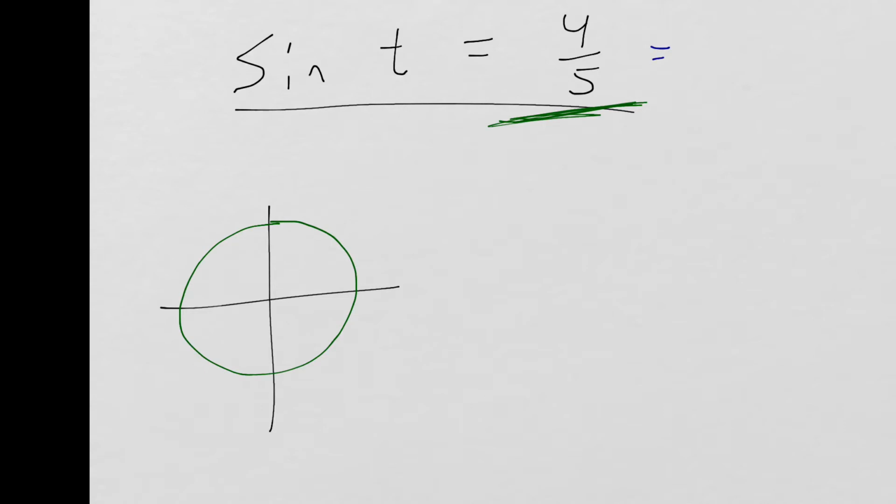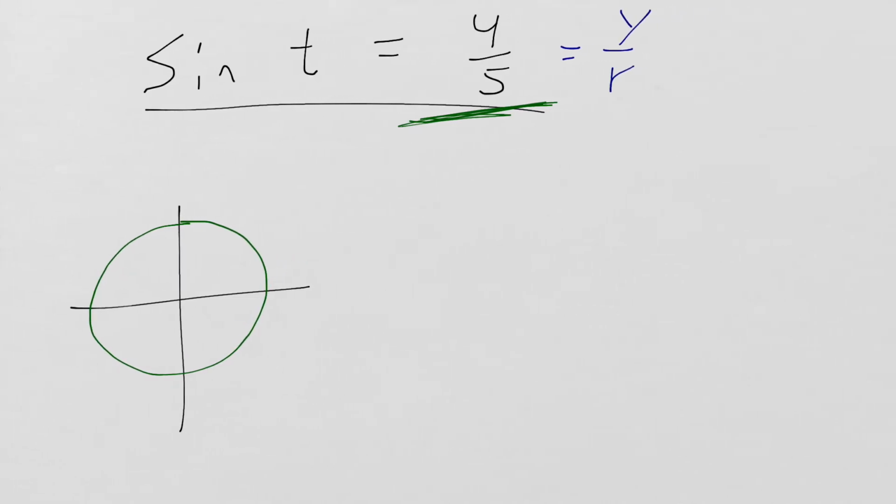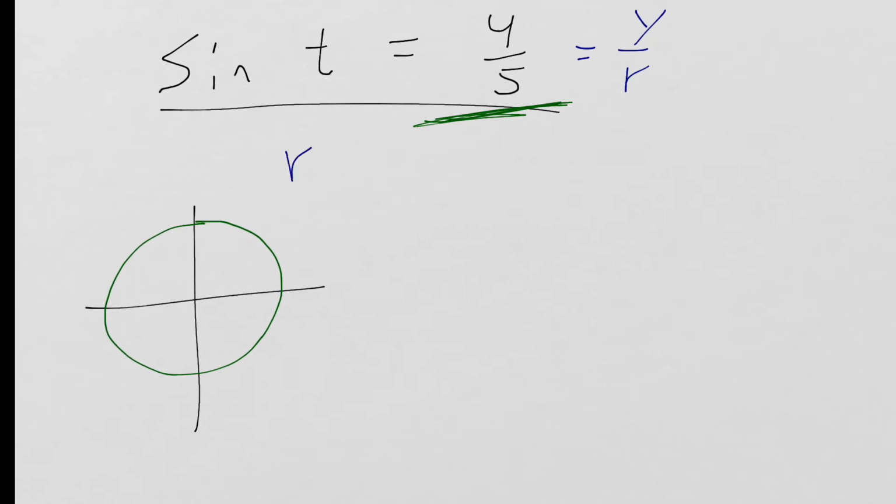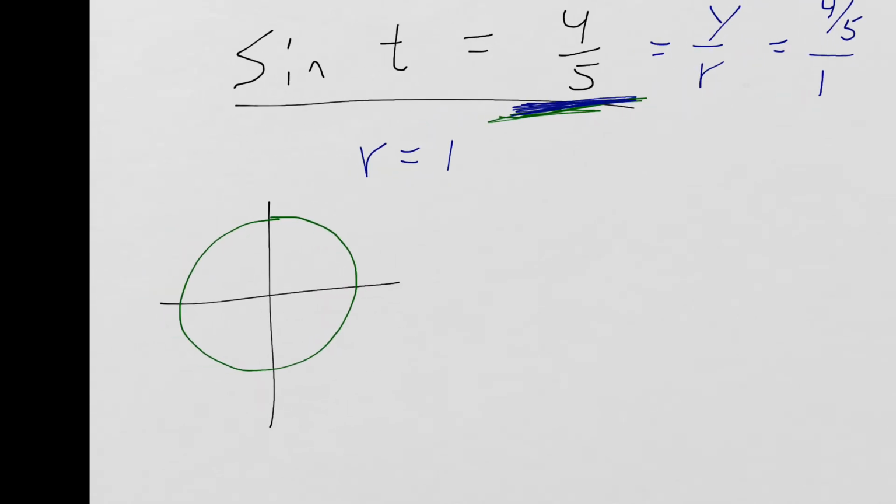sine, if we remember from our notes, is y over r. So on the unit circle, r equals 1. So if we have 1 in the denominator, then that must mean that 4/5 must be in the numerator. So somewhere on this unit circle, there's a point associated with 4/5 in the y direction and a radius of 1. Well, every point has a radius of 1, but where's 4/5 in the y direction?